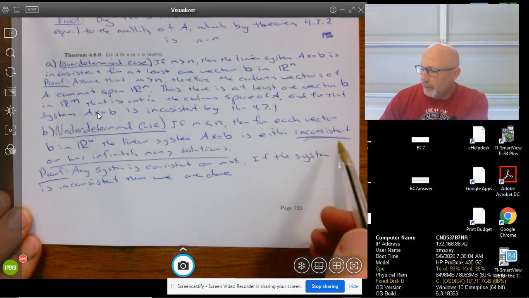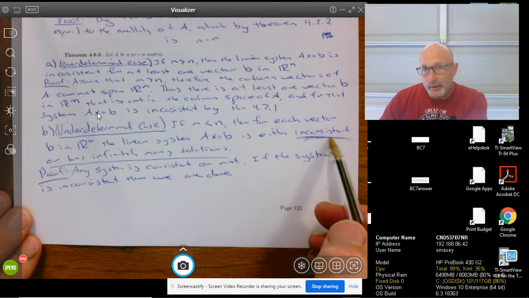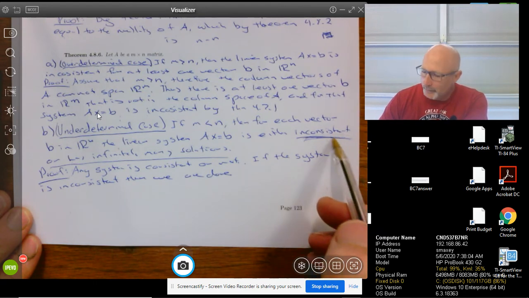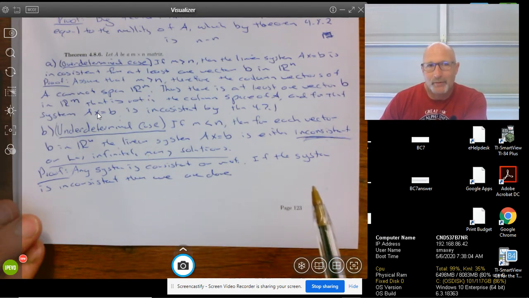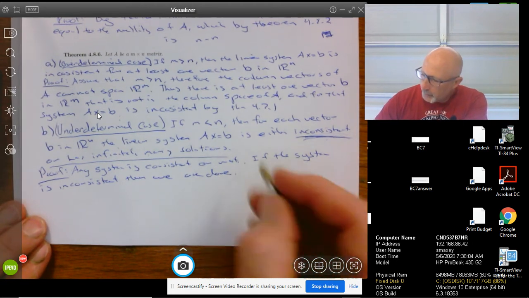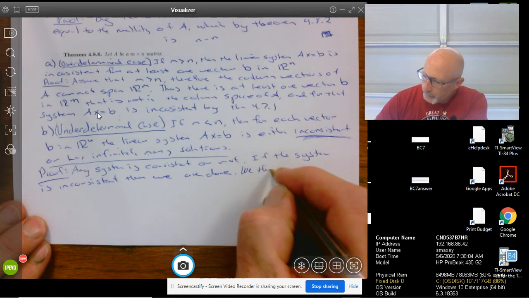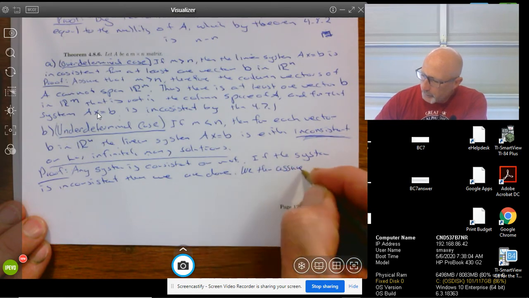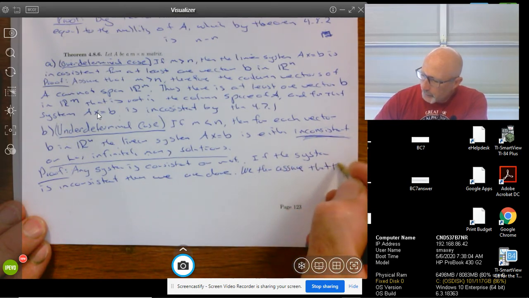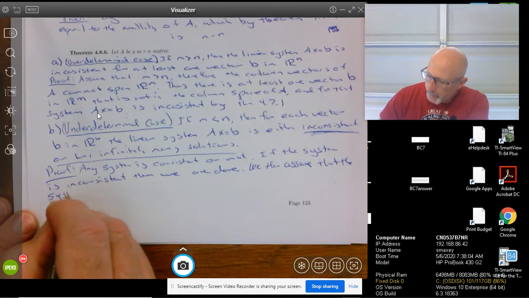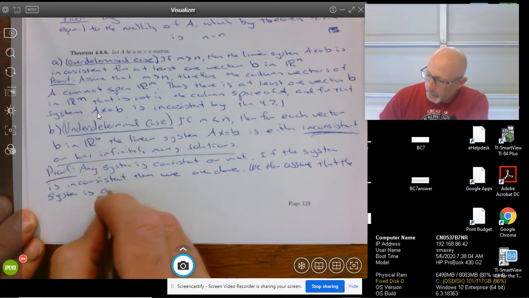Now let's assume that this is not the case, therefore it's consistent, and then that will lead us to this conclusion that there's an infinite amount of different solutions. Okay, so we then assume that the system is consistent.